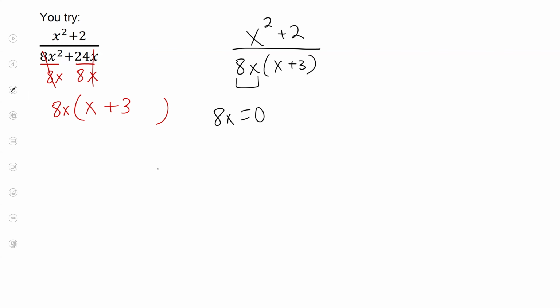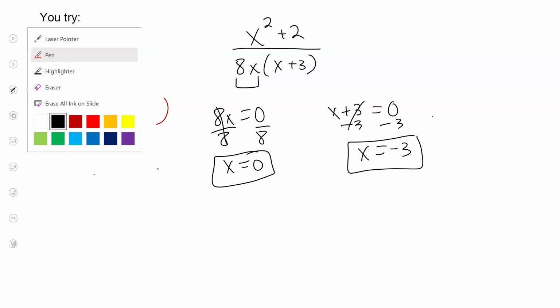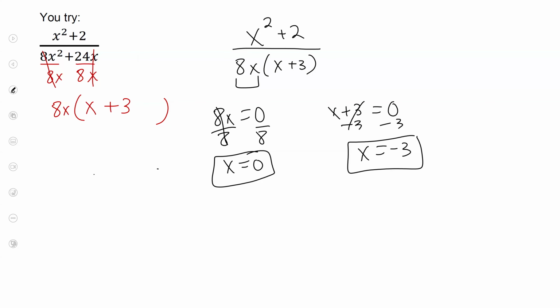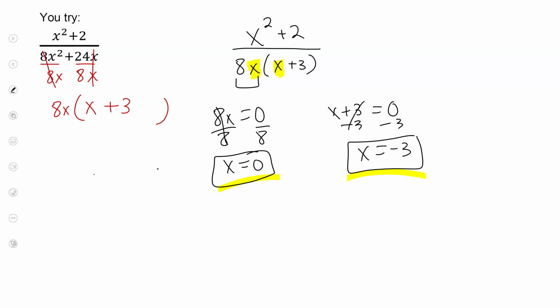I'm going to divide both sides by 8. So x is equal to 0. That's one of your answers. The other one, x plus 3, set it equal to 0. Subtract 3 from both sides. Your answer is -3. So these are your two vertical asymptotes. Wait, y'all are getting confused what to do here. Only when you have an x and another x will you have two answers, okay? That is different from what you have on your paper.